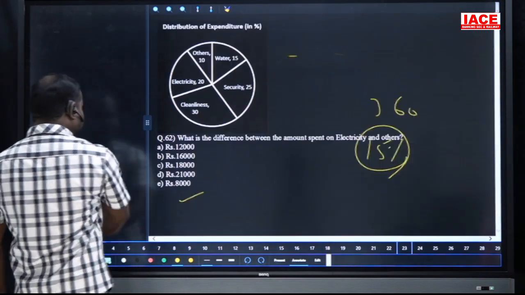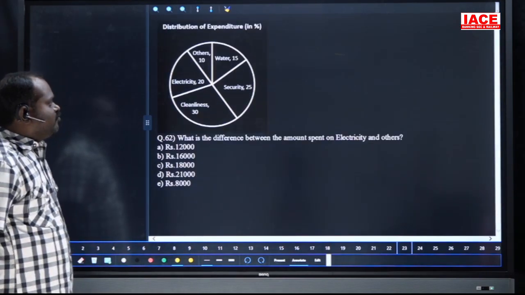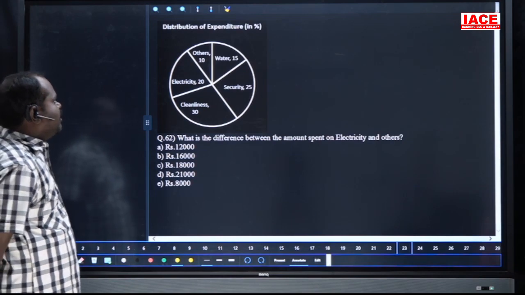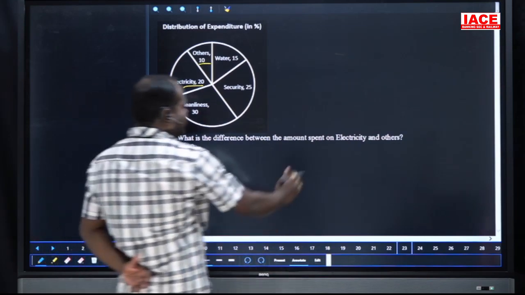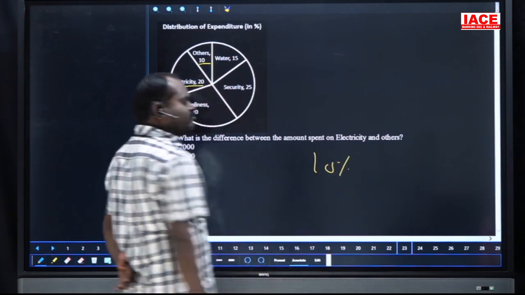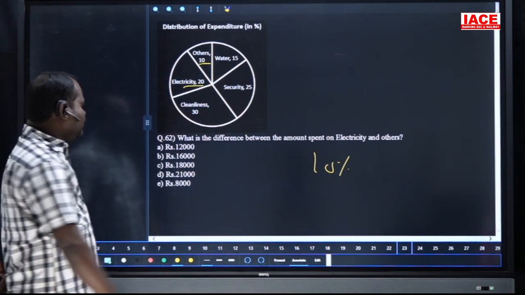Next, what is the difference between the amount spent on electricity and others? Electricity is 20, others is 10. The difference is 10% overall of 1,20,000. 10% is nothing but 12,000.